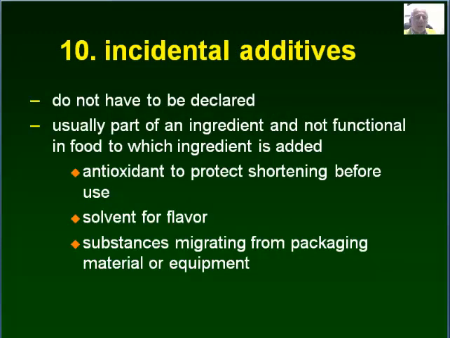Incidental additives do not have to be declared. They're usually part of an ingredient and not functional in the food to which an ingredient is added. So if you're using shortening, there's a couple examples here. If you're using shortening in your food product, that shortening may very oftentimes have antioxidant added to it so that it maintains its quality while it's on the shelf. You do not need to declare that antioxidant that's part of that shortening because it's an incidental additive.